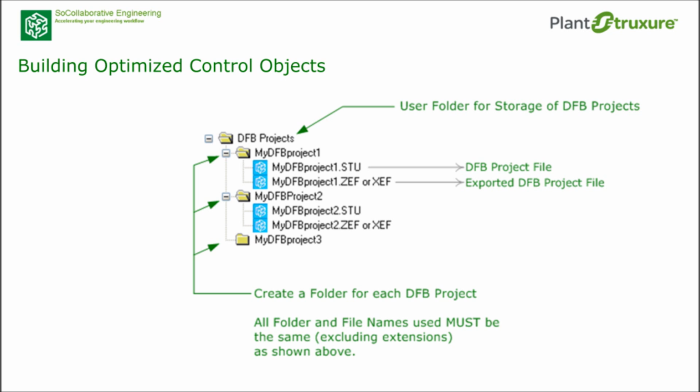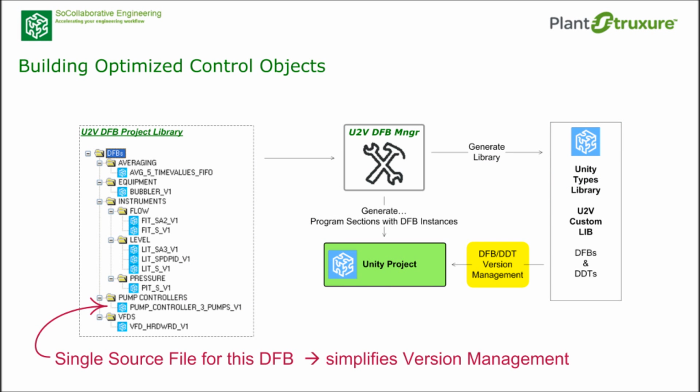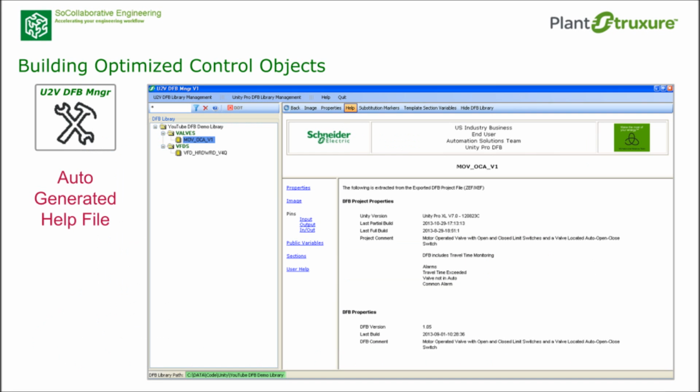The DFB Manager solves this problem by utilizing a simple folder-based organizational structure and a simple set of rules for use. Out of this simplicity comes some other very useful benefits, like a simple, consistent way of using the inherent DFB version management features of Unity. Having an easily accessible single source file for a DFB enables this benefit.